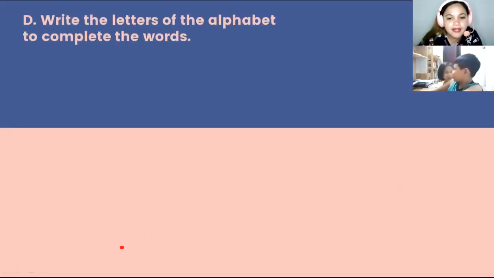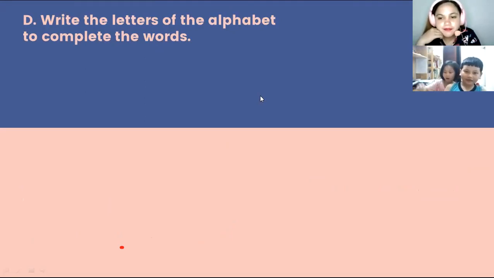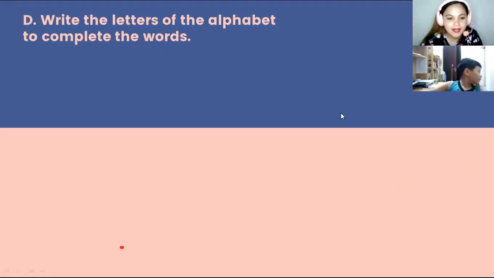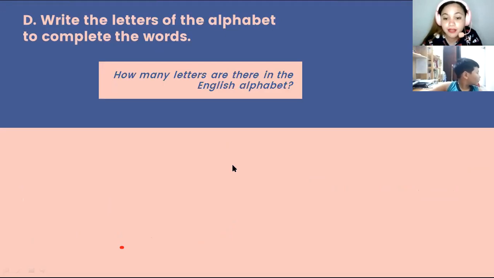Okay, letter D. Write the letters of the alphabet to complete the words. Hi, cute. Hello, teacher. All right. So now, Duke, how many letters are there in the English alphabet? Do you know how many? I have 29. Are you sure that's 29? Can you count it? Oh, you sing it. 27. No. Oh, you sing the alphabet song. I will count faster. A, B, you sing. Wait.